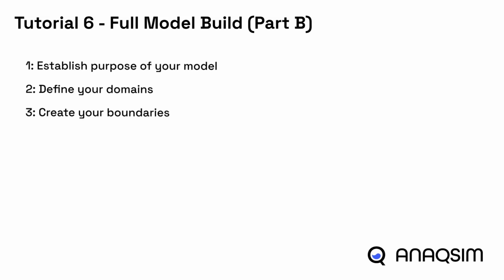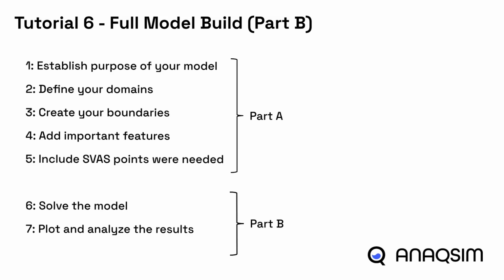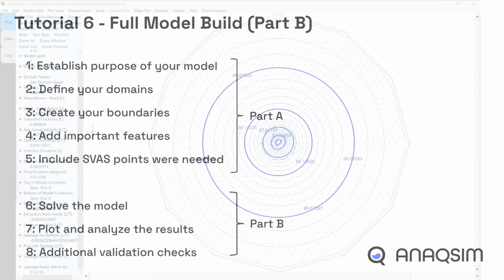Welcome to part 2 of tutorial 6. In the first part, we built a complete groundwater model from scratch, following AnaSim's structured workflow. We defined domains, set boundaries, and included essential model elements. Now, in this second part, we'll analyze the model further, refine SVAS spacing, and introduce additional validation checks to ensure good results. Let's jump in.